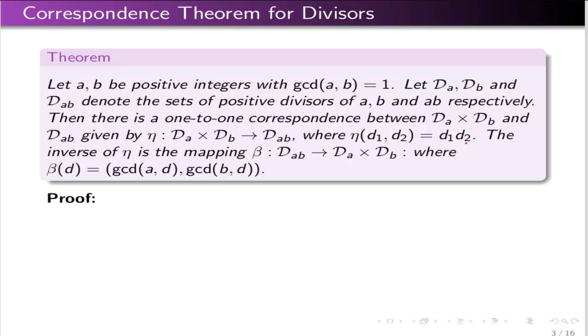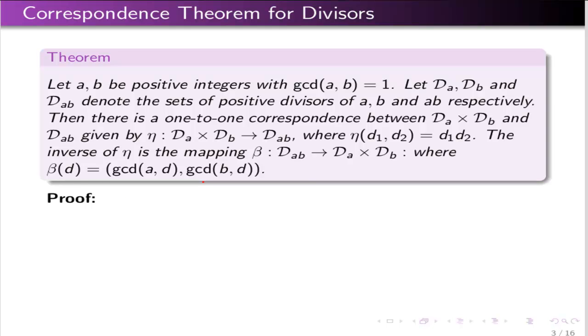The inverse of eta, being a one-to-one mapping, it has an inverse function, is given by beta, which is a mapping from the divisors of the product to the ordered pairs, and it's given by beta of d is the GCD of a and d, comma, the GCD of b and d. So, what does it take to show something's a one-to-one correspondence? We have to show that the mapping is one-to-one and onto.